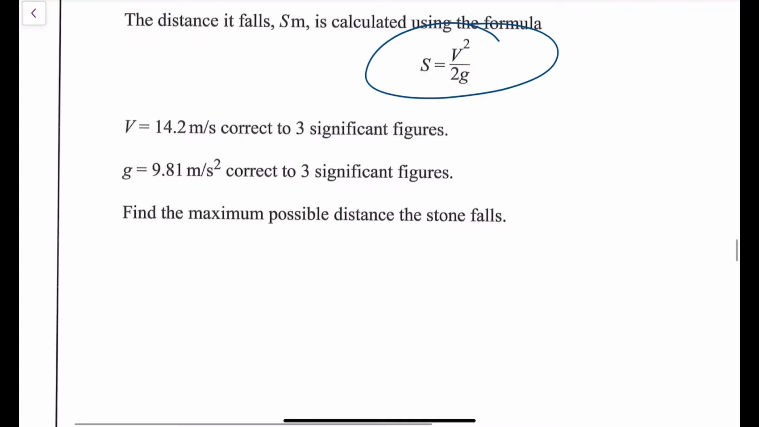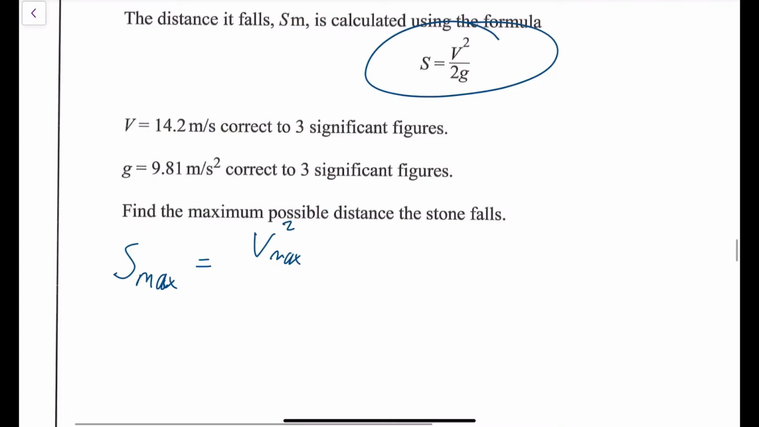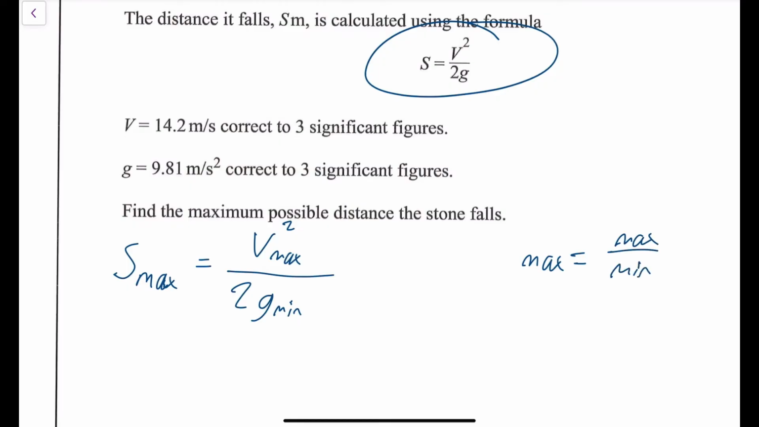Okay, so to make a fraction maximum, so we want to find the maximum s, we need to make the top line as big as possible. So v has to be at its maximum, and your 2 is just 2, but your g, the bottom line of the fraction, has to be minimum. So for a fraction to be maximum, you have to have maximum on the top and minimum on the bottom. And if it was the other way around, if it was the fraction being minimum, you'd make the top line as small as possible, so minimum on the top and max on the bottom. Okay, so we want max on the top and minimum on the bottom.